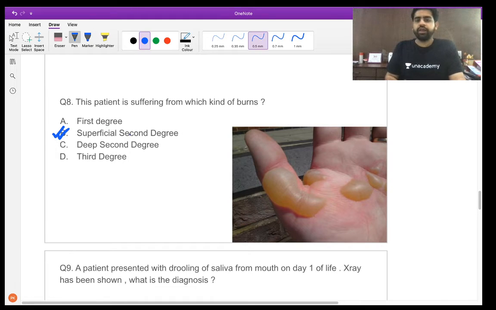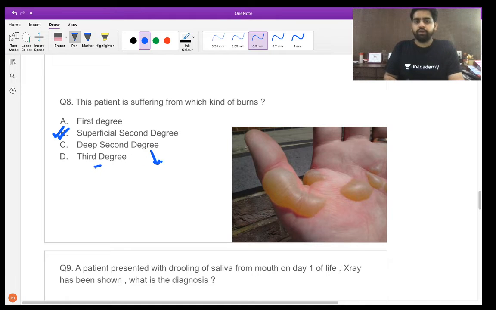Now please understand the basic difference between superficial second degree and deep second degree. In the superficial second degree you get blisters. In the deep second degree you don't get blisters. How will you characteristically tell a deep second degree burn? The pain sensation will be reduced, but the pin prick sensation will be maintained. This is the characteristic thing they tell you about deep second degree burns: no blisters, pain sensation reduced, but pin prick sensation maintained.